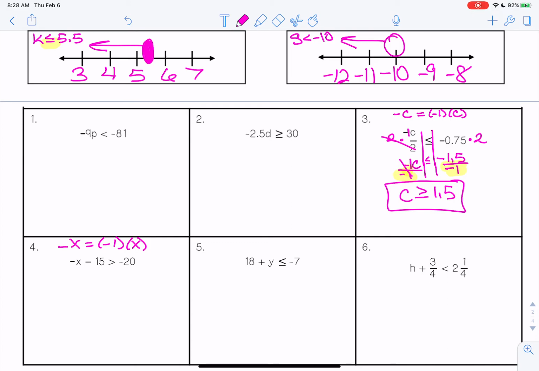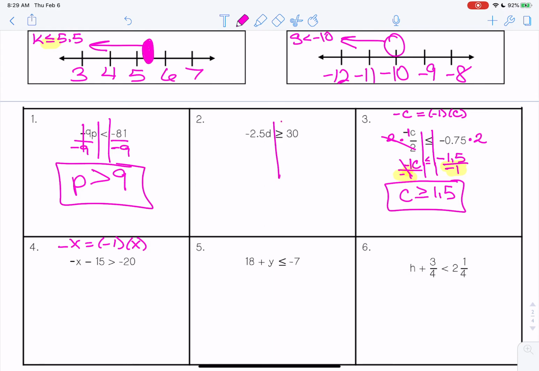All right, welcome back. Let's see how we did on these problems. So draw the river. I'm going to divide by a negative 9. These cancel out. Because I divided by a negative, my sign flips. Negative divided by a negative is a positive. 81 divided by 9 is 9.